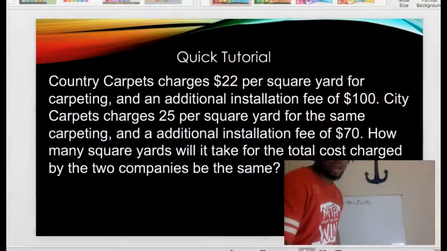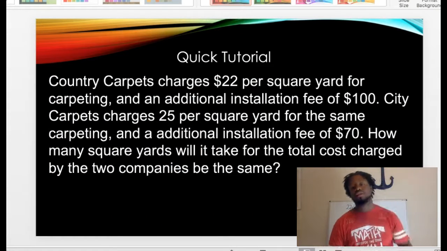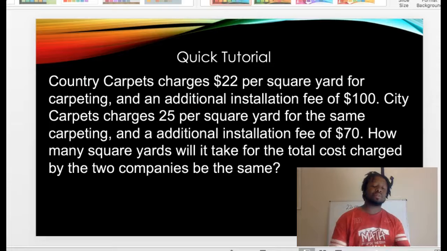Let's actually go back because I didn't read that problem. Country Carpets charges $22 per square yard for carpeting and an additional installation fee of $100. City Carpets charges $25 per square yard for the same carpet and an additional installation fee of $70. How many square yards will it take for the total cost charged by the two companies to be the same? So there's the key word, same, here.